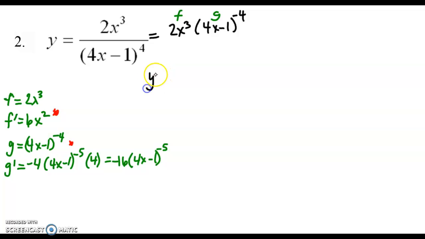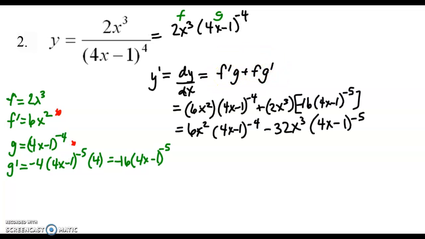Okay, so just to refresh your memory, we're finding now y prime. Y prime can also be written as dy over dx. Okay, and we know that the product rule is f prime times g plus f times g prime. Okay, I'm going to pause that, and you can fill in the values of that product rule.